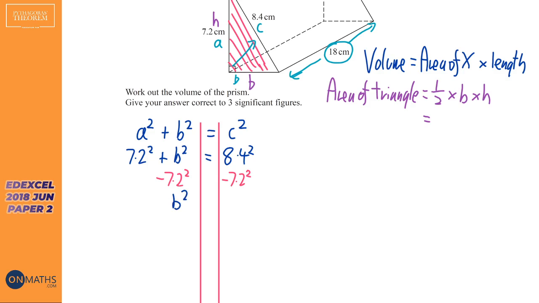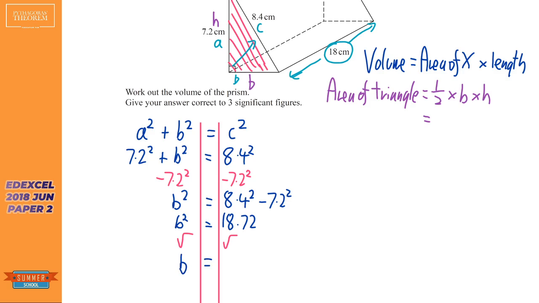So we've got b squared equals 8.4 squared, take away 7.2 squared. And let's actually work this out. So 8.4 squared, take away 7.2 squared, and that equals 18.72. Then we're going to square root both sides to get b on its own.